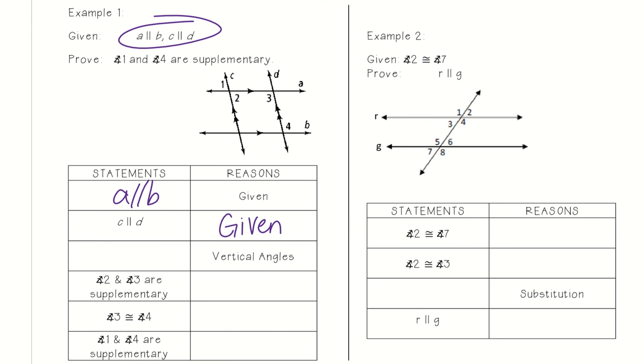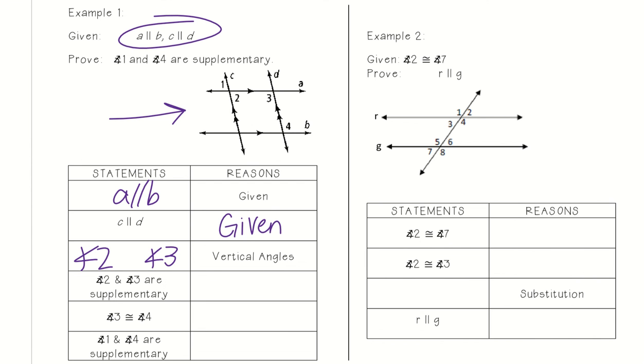Okay, now looking at the picture, we're not assuming anything about measures, okay? Remember, that's what we're trying to prove, is things based on the measures that we're given. So, looking at these angles that are marked, 1, 2, 3, and 4, the only vertical angles that are on this picture are angles 2 and 3.